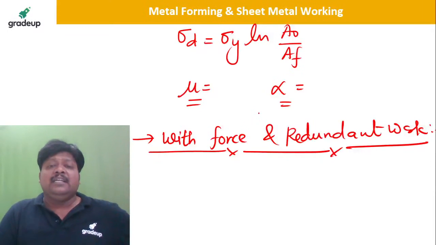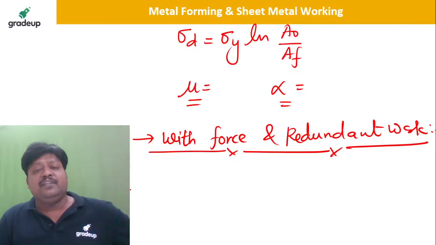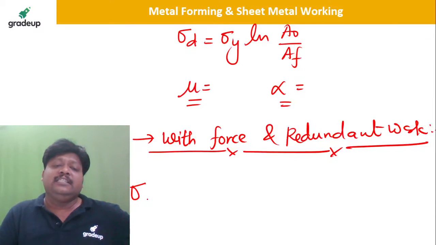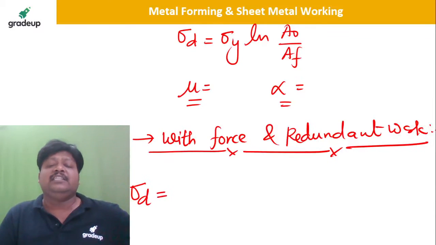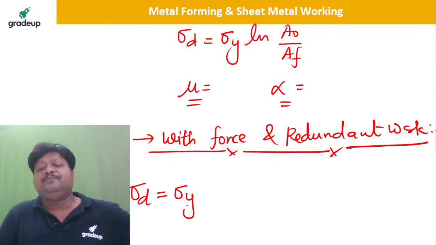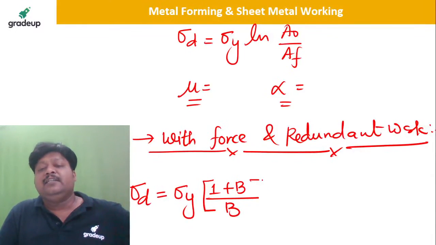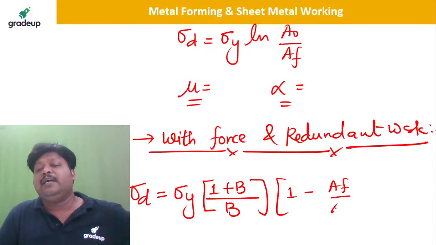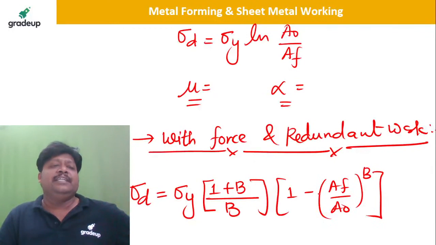Now you know that in such a condition, whenever the friction and the die angle are given, you need to calculate the drawing stress. Sigma d is equal to sigma y, the flow stress of the material, into bracket (1 plus B) divided by B, into bracket 1 minus A final divided by A original to the power B.